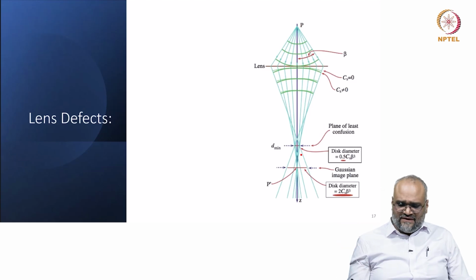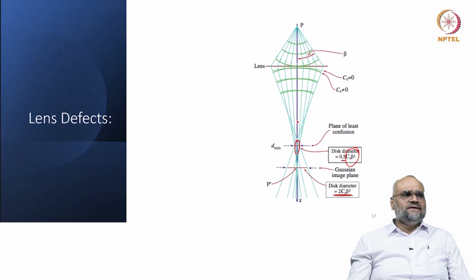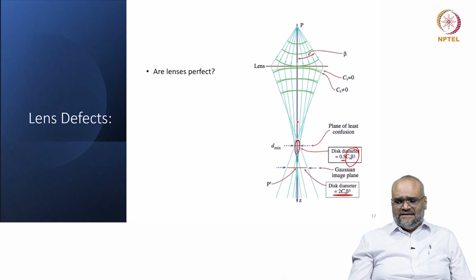But if I think of a sphere that can be fit in this particular region here, or a spheroid, the diameter of this is proportional to the third order of the azimuthal angle here. So are lenses perfect? The answer is no. Especially the electromagnetic lenses are extremely poor in quality when I draw an analogy with the optical lenses.